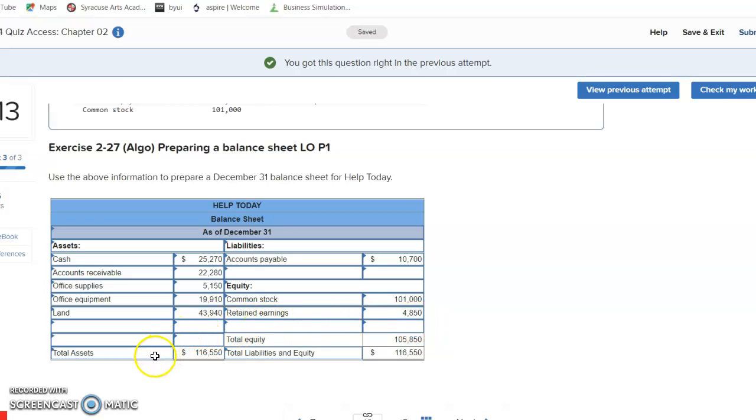So then we've got total assets of 116,550 and total liabilities and equity of 116,550. Both sides equal, so we know that we did it correctly. And that is it. Pretty straightforward.